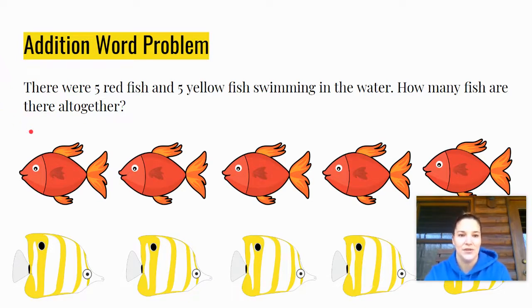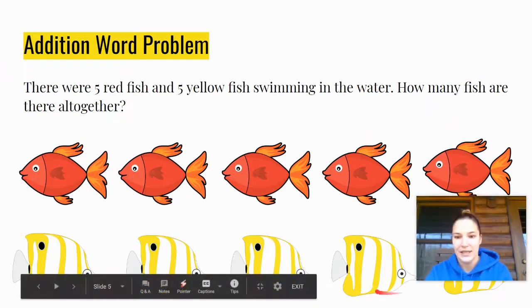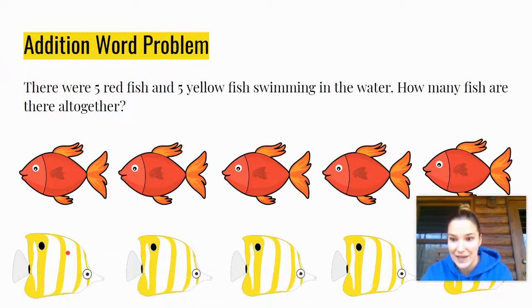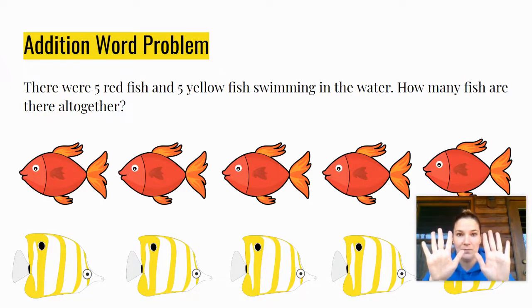Okay, so let's go through and count them. You ready? 1, 2, 3, 4, 5, 6, 7, 8, 9, 10. 10 fish all together. Let's check it on our fingers. 5 red fish, 5 yellow fish. It looks like 10, but let's count it just to be sure. 1, 2, 3, 4, 5, 6, 7, 8, 9, 10. That's it. We got it right.